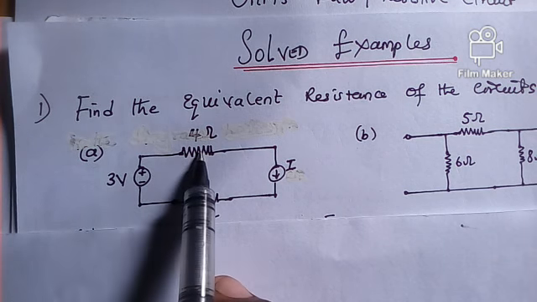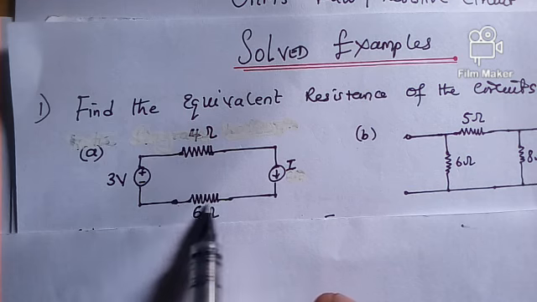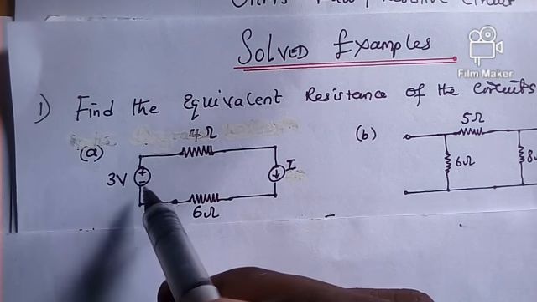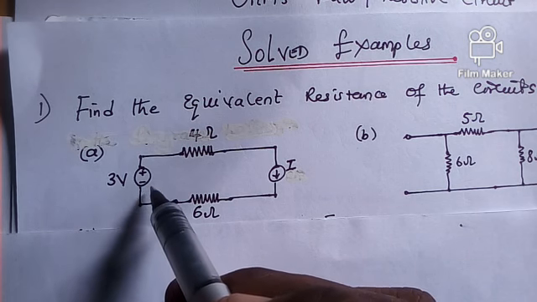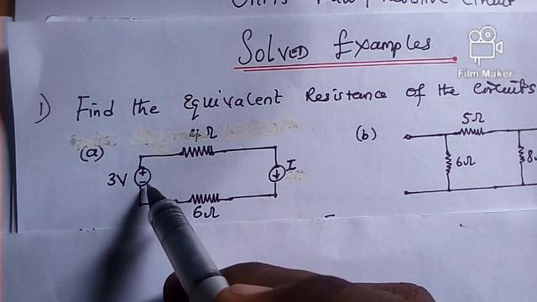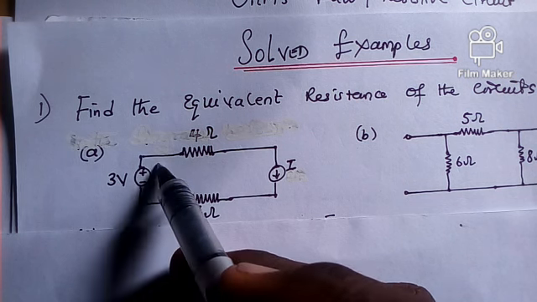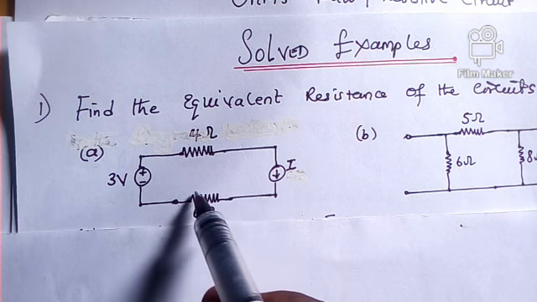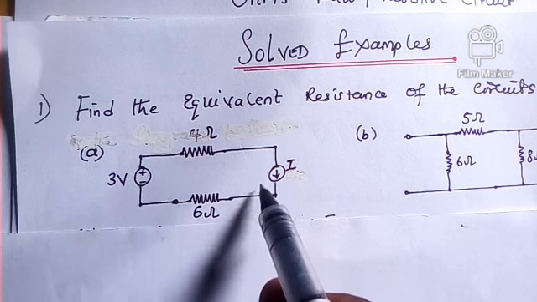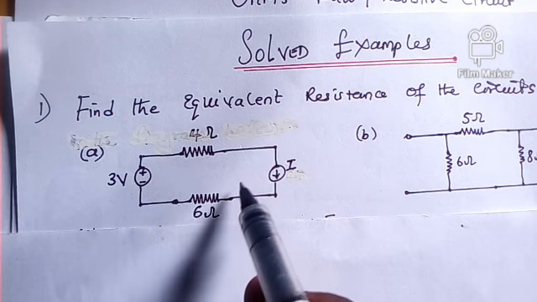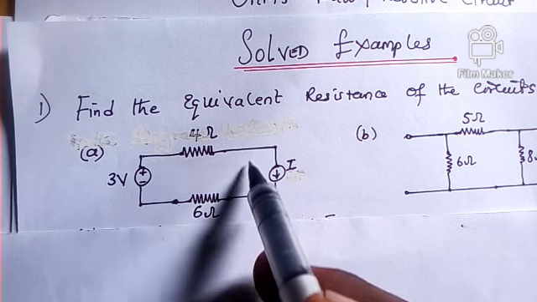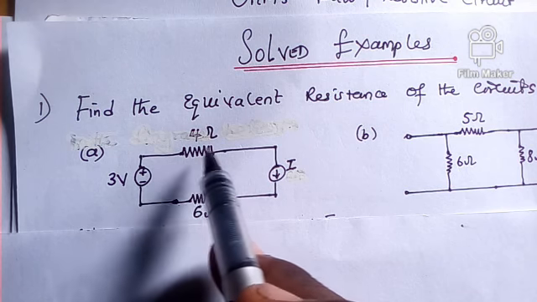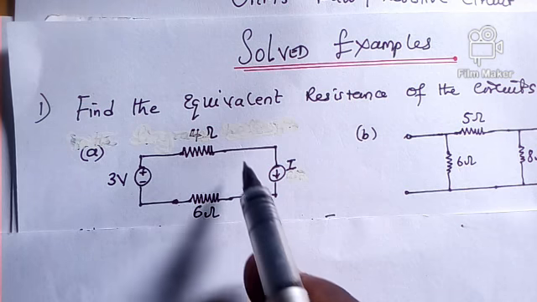Are these resistors connected in series or in parallel? Let's check the movement of current. Did the current ever split as it moves? You will be able to tell me that as we move this way, the current didn't split. The current continues to flow along this clockwise direction. So the question was, find the equivalent resistance. From that, we can discover that these resistors are in series.